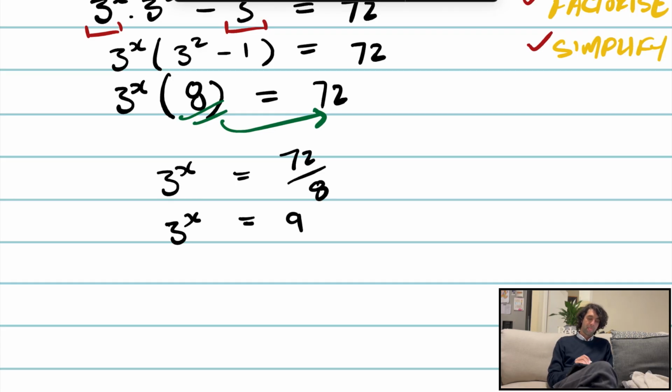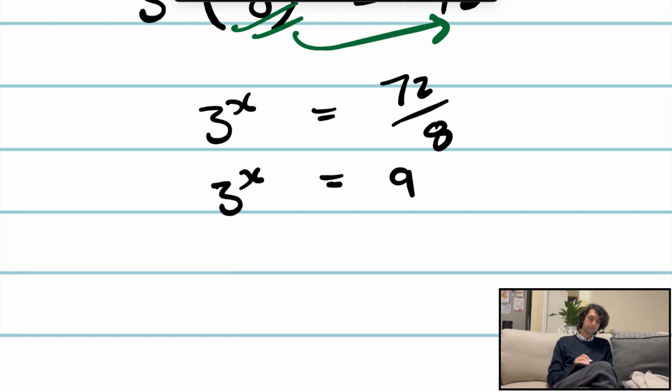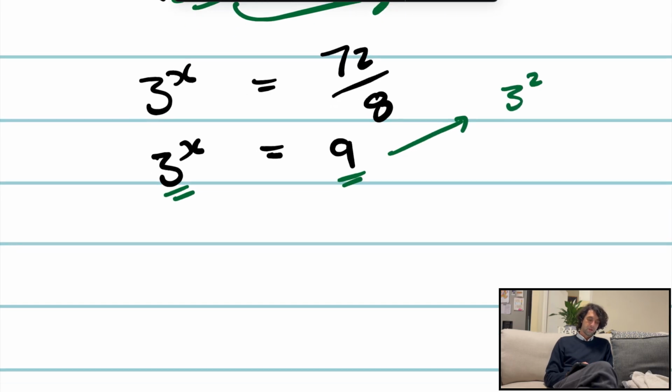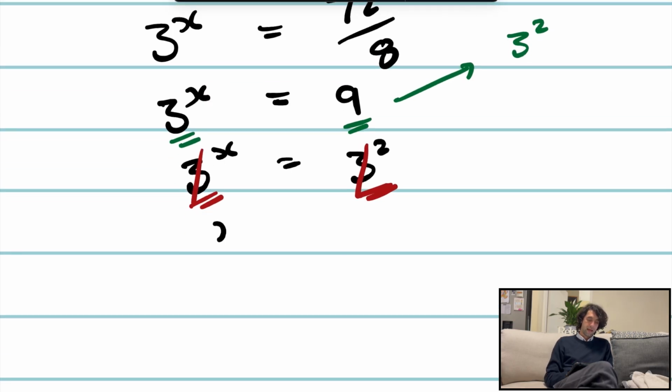I'm happy to see that 9 now, because we know that we need to get the bases the same, and this 9 is simply 3 squared. So I get 3 to the power of x is equal to 3 squared. I have got my bases to be the same, so I can drop my bases down, and I find that x is equal to 2.